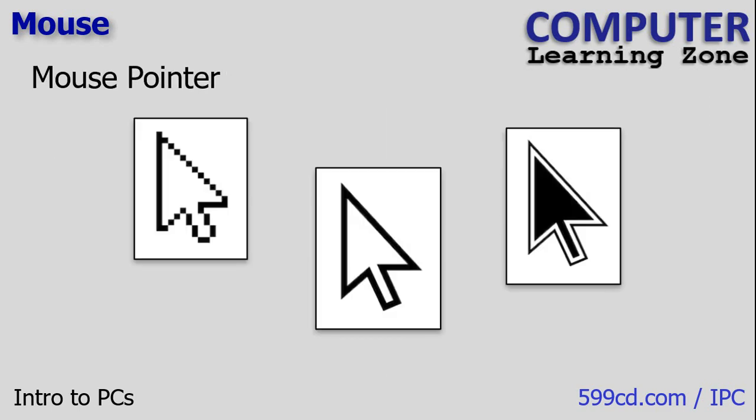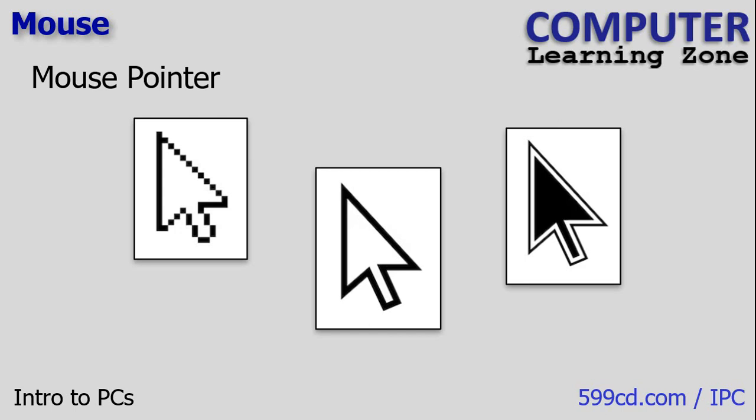Now, we're going to talk about pointer versus cursor, and this is something that I've actually gotten in arguments with people over before. So I will die on this hill, okay? The mouse pointer is often incorrectly referred to as the cursor. No, this is the pointer.